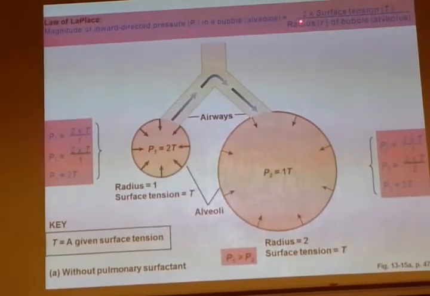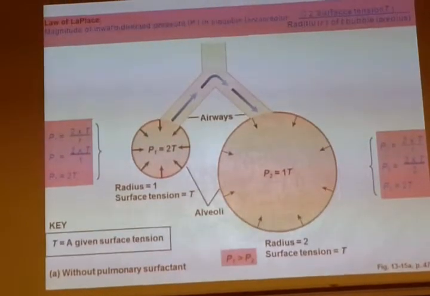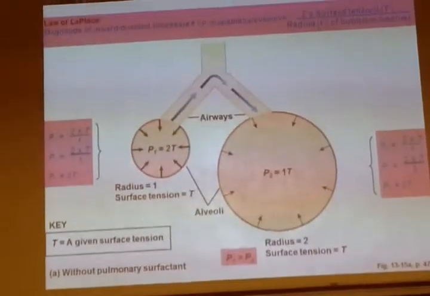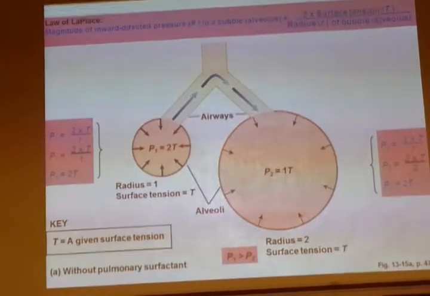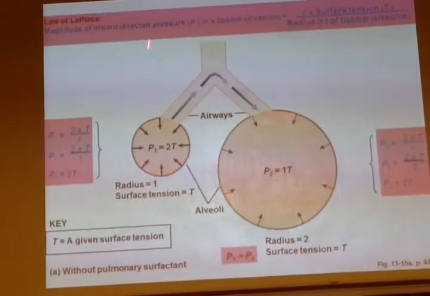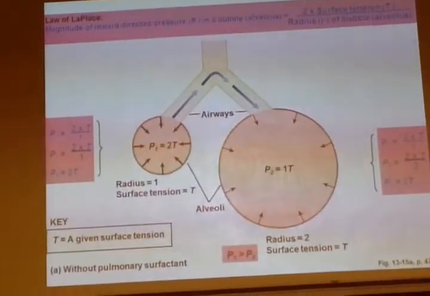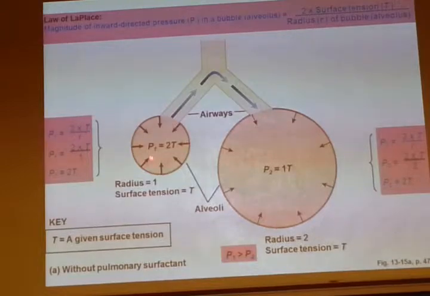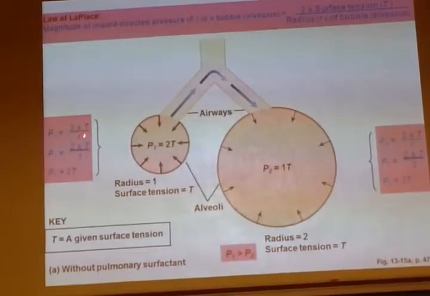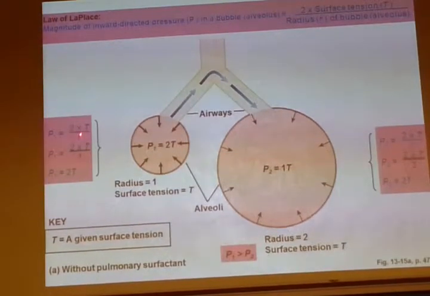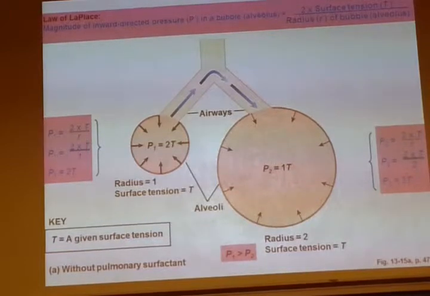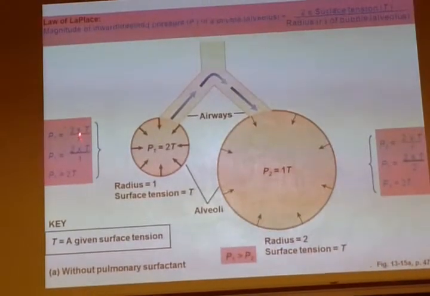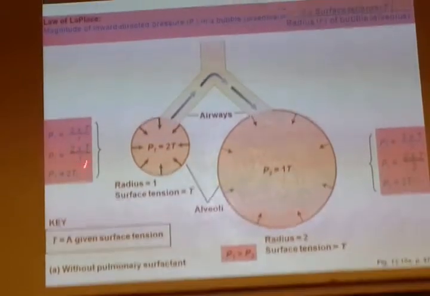The law of Laplace says you look at the surface tension, find out what the surface tension is, multiply it by 2, and then divide it by the radius of the alveolus or water bubble. That will then give you the pressure. So pressure in a bubble is related to 2 times the surface tension divided by the radius of the bubble. So here we've got 2 times the surface tension divided by the radius. It doesn't really matter what T is, because the surface tension is going to be the same for both bubbles. You're going to multiply by 2 and divide by the radius.